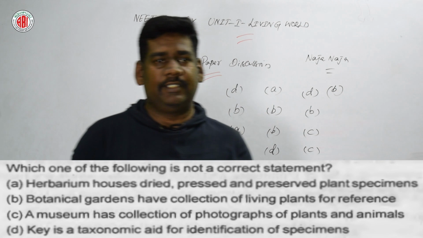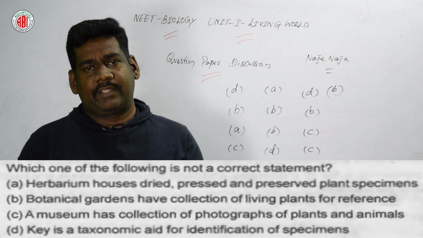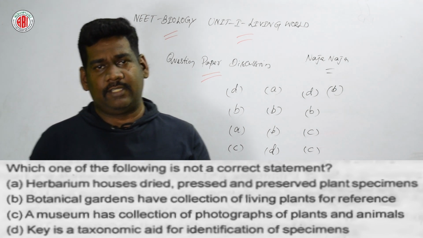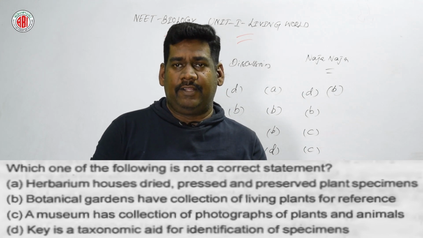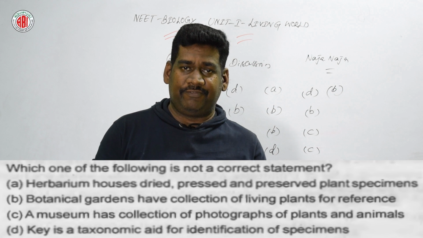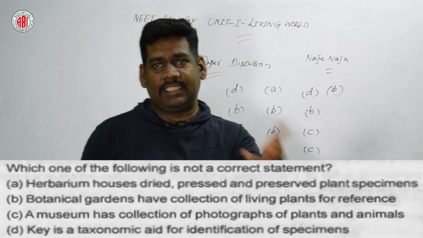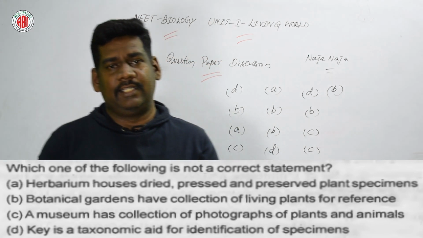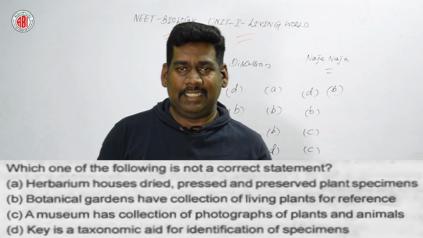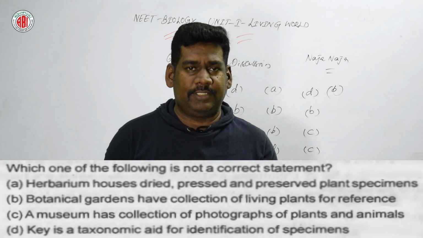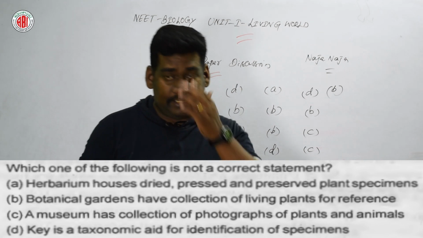It's a right statement. And option B, botanical gardens have collections of living plants for reference. Of course, this is also a right answer. In a botanical garden, there are a variety of living plants placed there for further reference and for studying the particular species. Right answer. And option C, a museum has a collection of photographs of plants and animals. Yes, this option is not a correct statement.